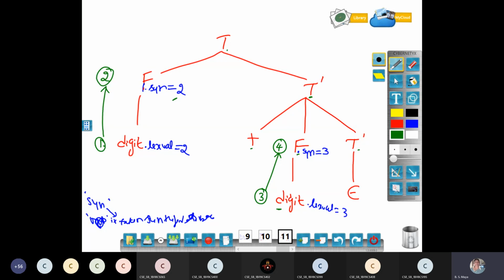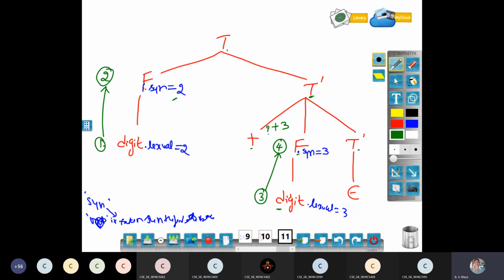Tell me the next step. How to compute for the next step? Be careful, give all your interest to understand the next step, please. Is it possible to compute T dash? See, T dash has 2 children, plus I have 3 also. Can I compute only with plus 3? What is missing here? I don't have a first operand. Do you have an operand for that? Without an operand, how can you compute for only plus and 3? Is it possible?